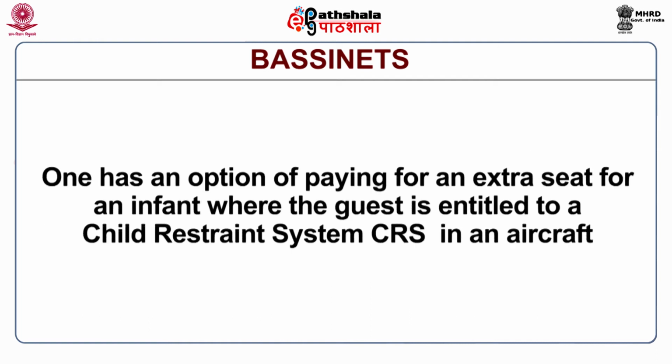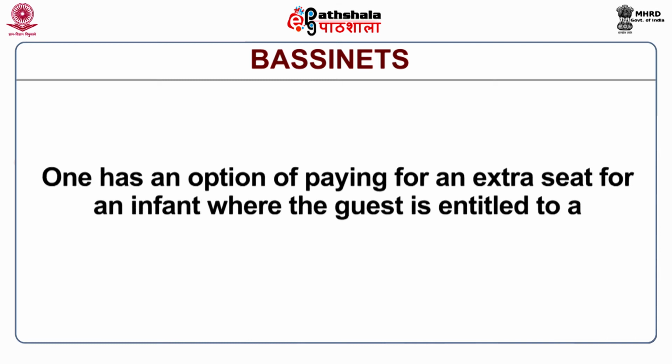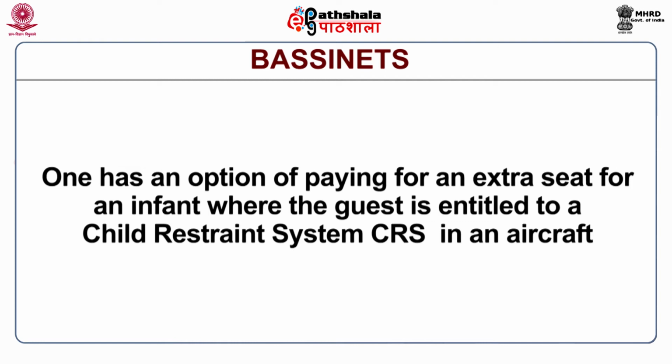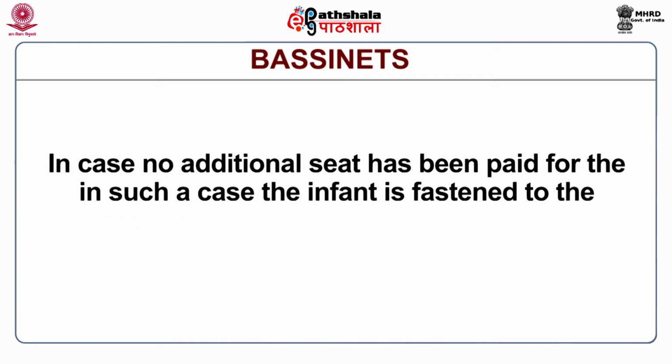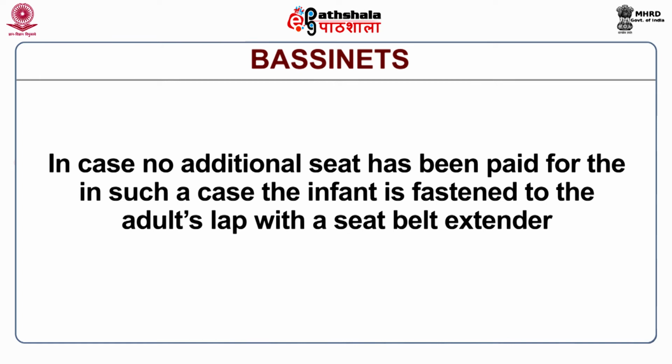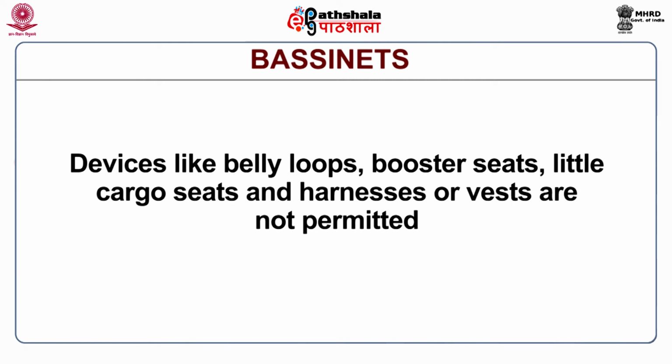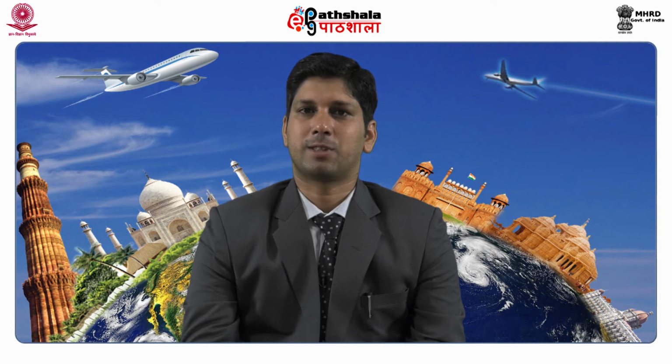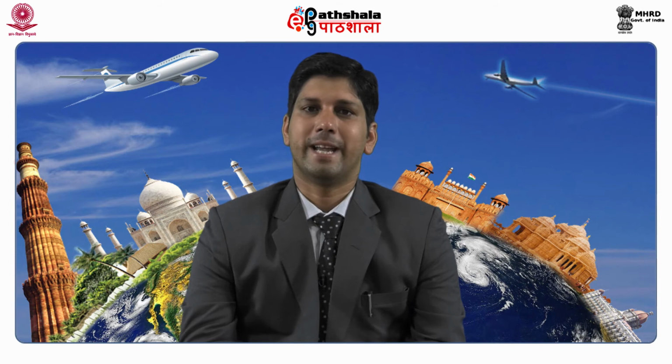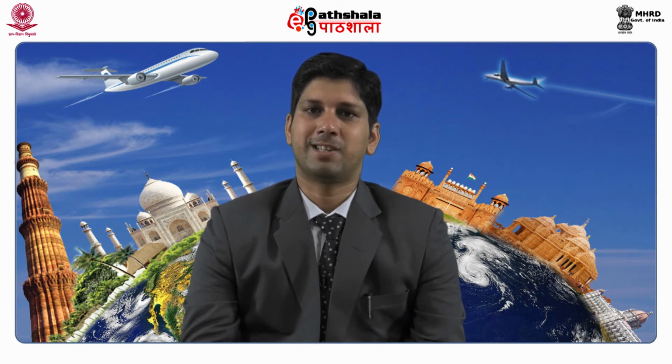One has an option of paying for an extra seat for an infant, where the guest is entitled to a child restraint system in an aircraft. In case no additional seat has been paid for, in such a case the infant is fastened to the adult's lap with the seat belt extender. Devices like loops, booster seats, little cargo seats and harnesses or vests are not permitted. So, in case the guest insists on CRS, then he or she has to pay for an additional seat.